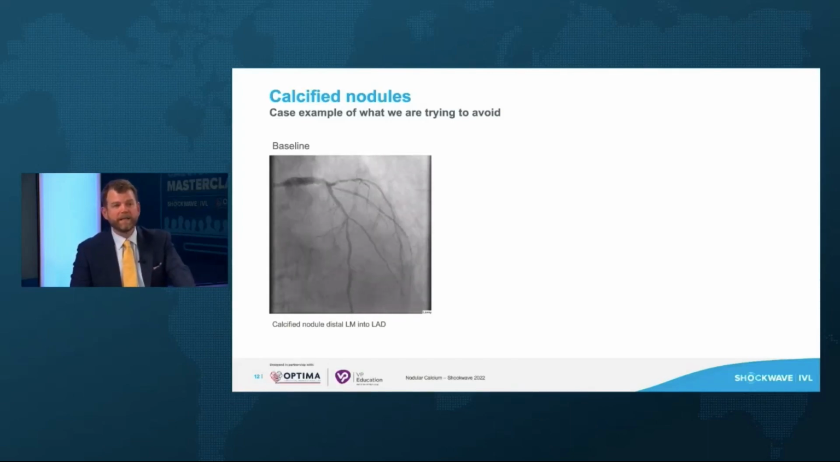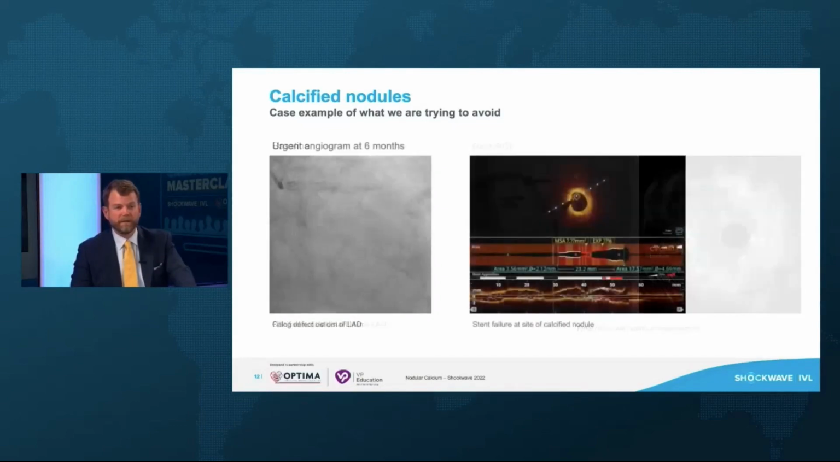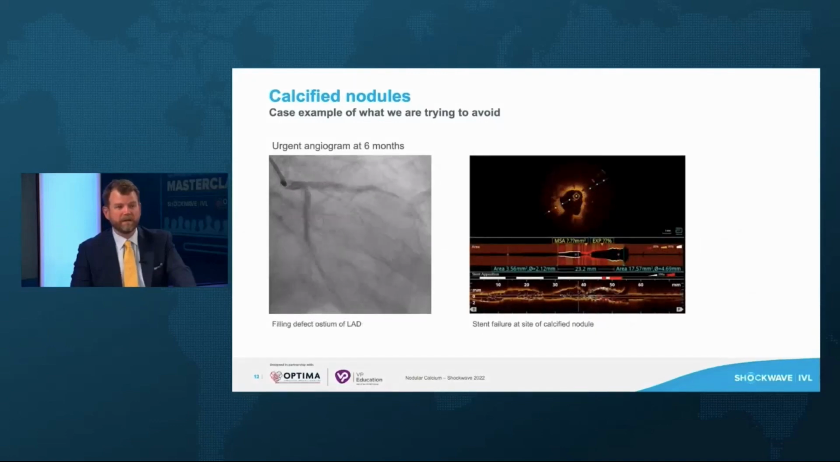We have a big calcified nodule in the distal left main that goes into the proximal LAD. You can see there, even with calcium modification and stent implantation, when we run our IVUS back down, we really have a poor MSA, right? We just don't have good stent expansion, and that poor MSA is going to be predictive of worse short and long-term outcomes. Unfortunately, as you can see here on the left side, we have that defect filling the ostium.